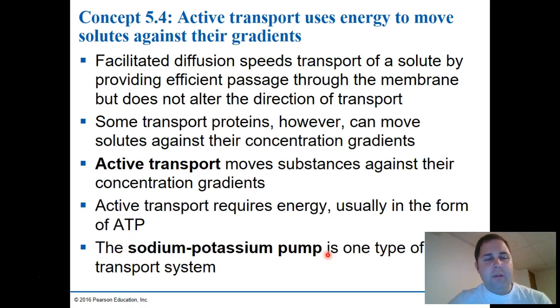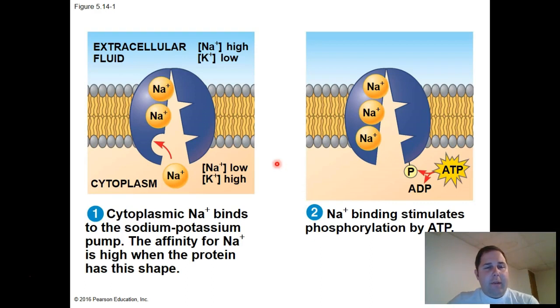It's one example of this. It's going to move both sodium and potassium against their concentration gradients. So let's look at that. Here's the example of that pump. It's going to be a carrier protein. So what we will look for is that we have a low concentration of sodium inside and a high concentration outside, a low concentration of potassium outside and a high concentration of potassium inside.